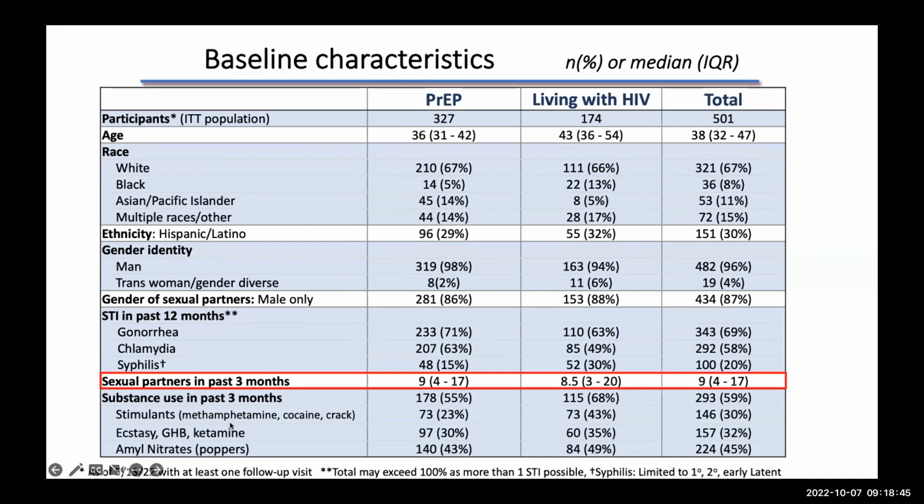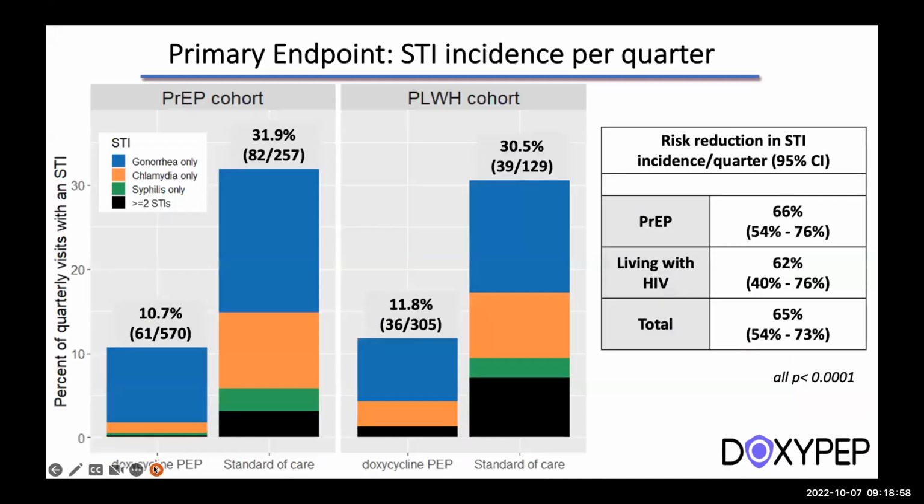We had about 13% who had both men and women partners. And you can see here that the median number of partners was 9 in the past 3 months, and a fair amount of substance use in the past 3 months, particularly stimulants and poppers and club drugs.